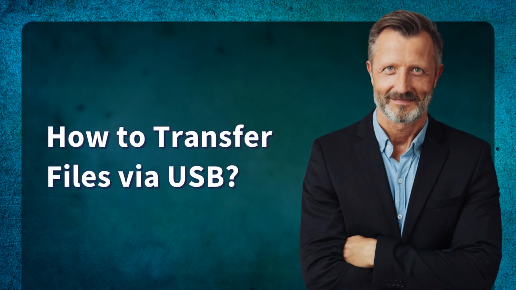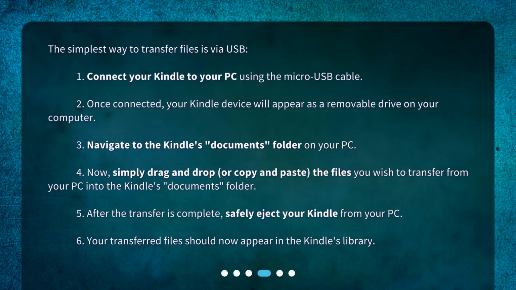How to transfer files via USB? The simplest way to transfer files is via USB. 1. Connect your Kindle to your PC using the micro USB cable. 2. Once connected, your Kindle device will appear as a removable drive on your computer. 3. Navigate to the Kindle's Documents folder on your PC. 4. Now, simply drag and drop, or copy and paste, the files you wish to transfer from your PC into the Kindle's Documents folder. 5. After the transfer is complete, safely eject your Kindle from your PC. 6. Your transferred files should now appear in the Kindle's library.